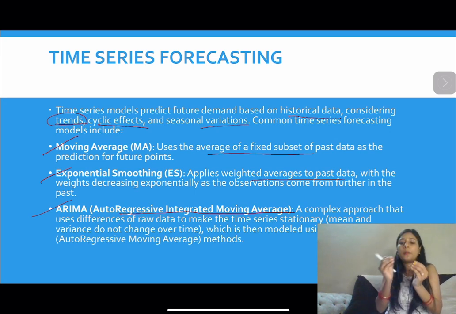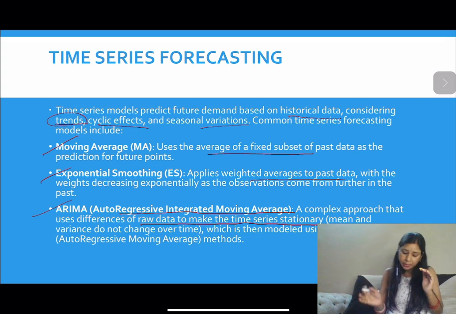It is basically a complex approach as compared to the above two models. In this model, it uses the difference of the raw data to make a time series stationary, meaning the mean and the variance do not change over time. However, this is used when the data is being modeled using the ARMA or auto regressive moving average method.